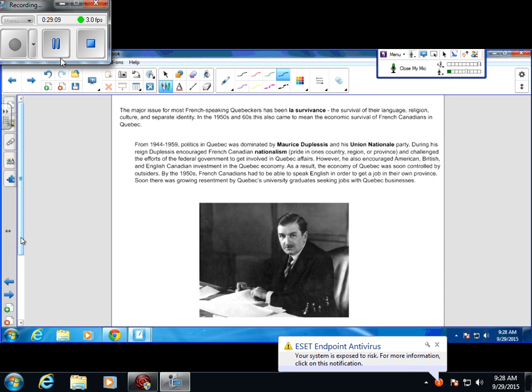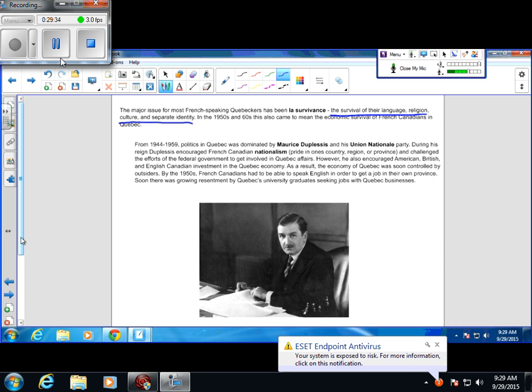Like I said, it's all about nationalism. It's all about maintaining their culture and religion, and the survival of their language, religion, culture, and separate identity. They wanted to be their own distinct society. That is what we're talking about during this time period.